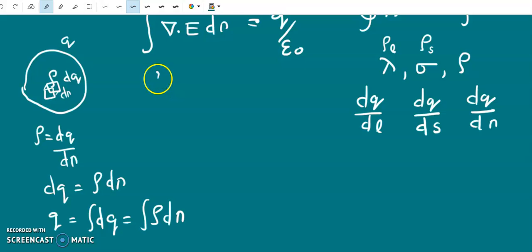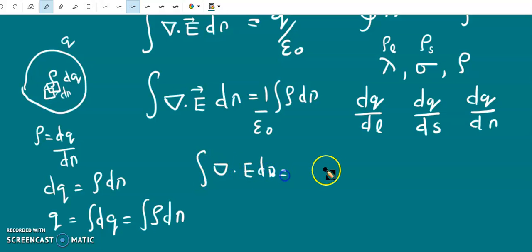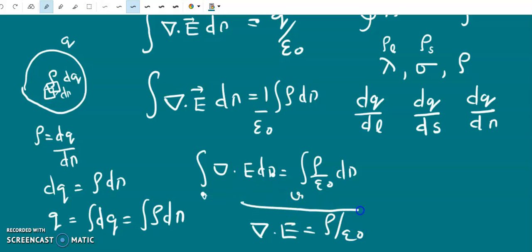So substituting this over here, we will get integral del dot E d tau is equal to integral rho d tau by epsilon 0. So this epsilon 0 can be taken into the integral, and therefore we have integral del dot E d tau is equal to integral rho by epsilon 0 d tau. So we have volume integrals on both sides, and we can cancel them, and we will get del dot E equal to rho by epsilon 0. So this is the first Maxwell equation. First Maxwell equation.